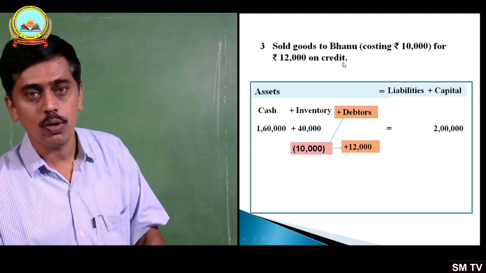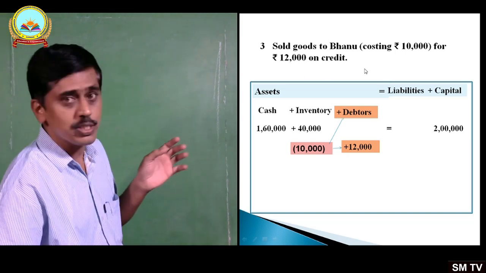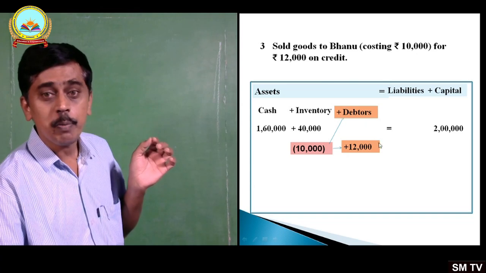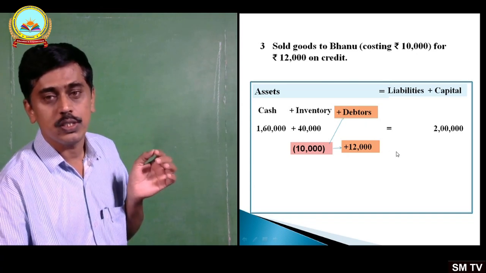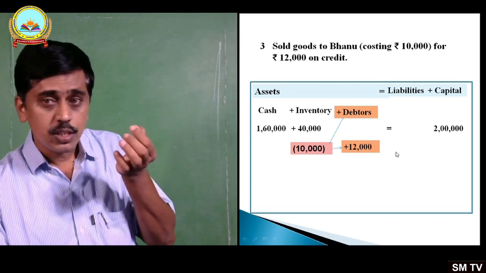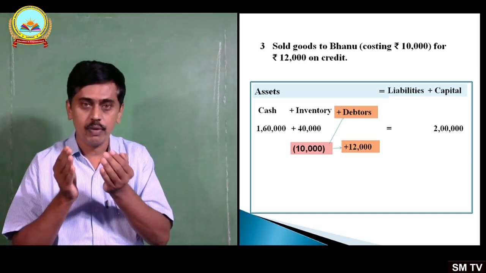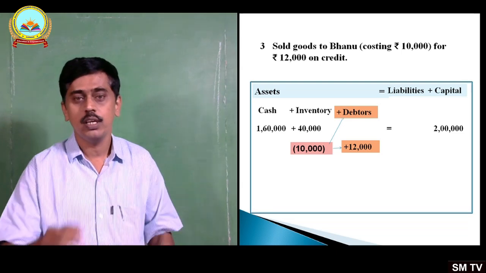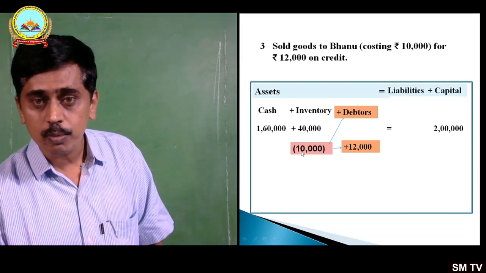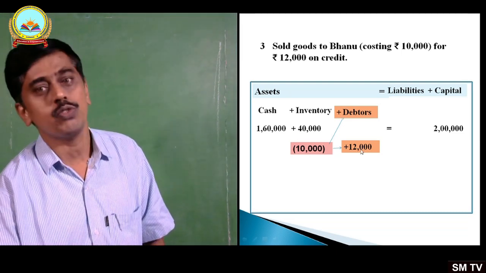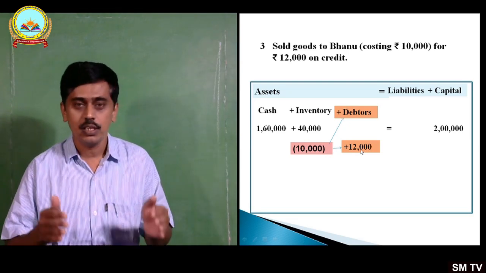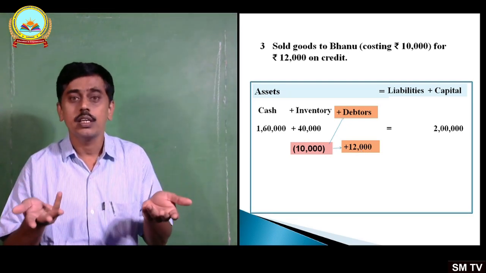10,000 rupees goods sold for rupees 12,000. Look there. What happens then? What about 2,000 rupees? 2,000 rupees is the profit, isn't it? Revenue minus cost equals profit. Here 10,000 is the cost of the goods. We have sold it for rupees 12,000. So 2,000 is obviously the profit.